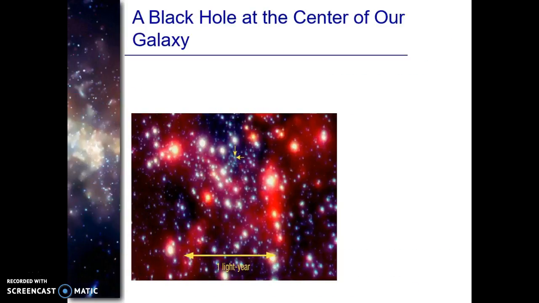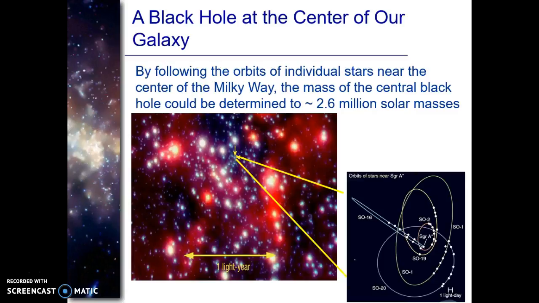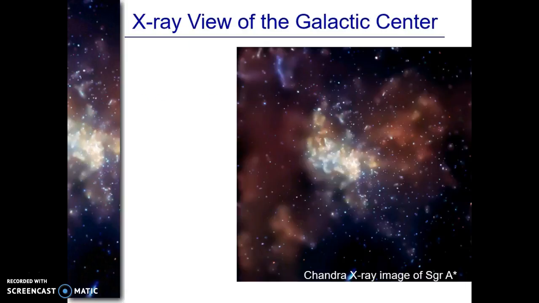Okay, but the motion of the stars around the center shows that it must contain roughly 2.6 million solar masses, and a supermassive black hole is the only object that could contain so much mass in such a small space. So they know this by following the orbits of individual stars near the center of the Milky Way, and have determined that it has to be a black hole. That's pretty cool, huh?